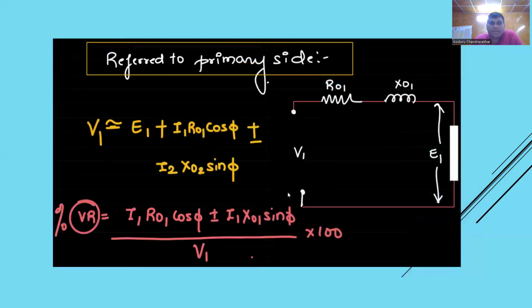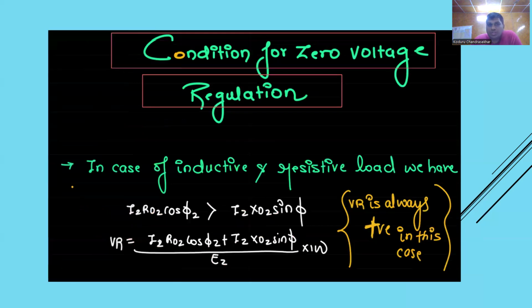If we refer to the primary side, when we derive everything, we'll get the same result, but here V1 will be greater than E1 in this case. So V1 will be approximately equal to E1 plus I1 R01 cos phi plus or minus I1 X01 sin phi. So percentage voltage regulation will be equal to (I1 R01 cos phi plus or minus I1 X01 sin phi) divided by V1, into 100.